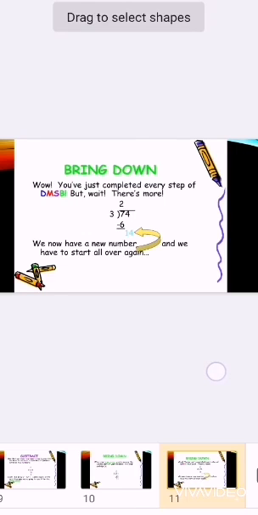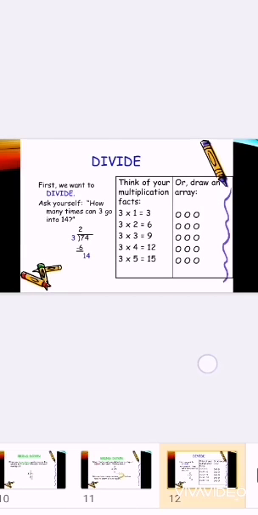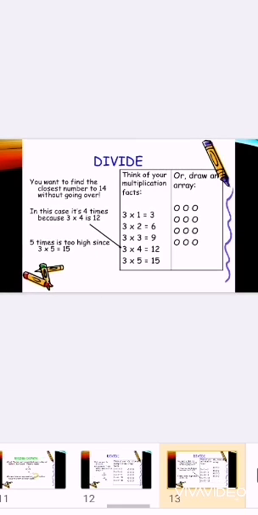Wow, you have just completed every step of DMSB. But wait, there's more. We now have a new number that is 14 and we have to start all over again. How many times can 3 go into 14? We want to find out the closest number to 14 without going over.